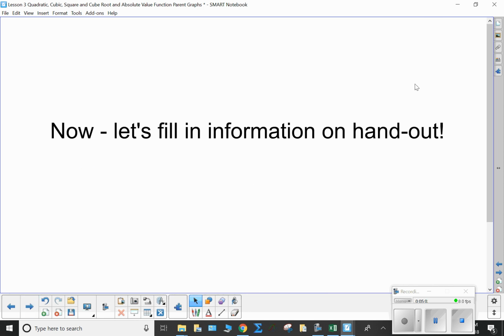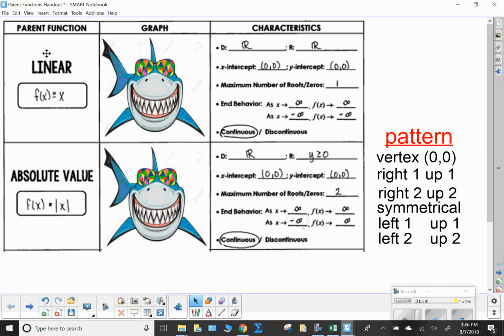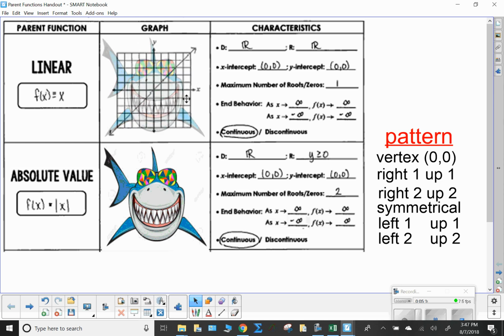Now we're going to fill some information in from a handout. That handout should look like this. The parent function is linear, f of x. Linear is kind of weird, okay? It's also known as our identity function. And there's the graph, right one, up one, right two, up two. What you do on the right, you do the opposite on the left.